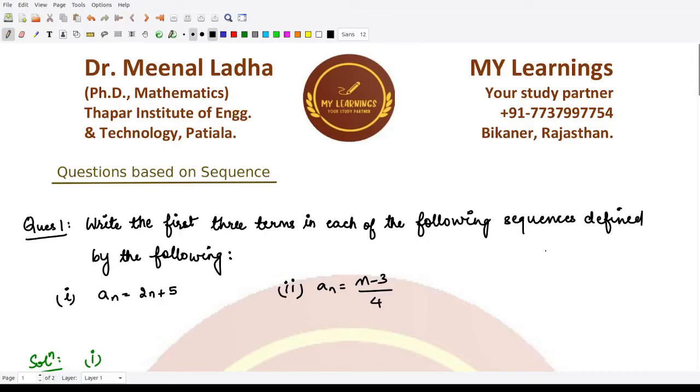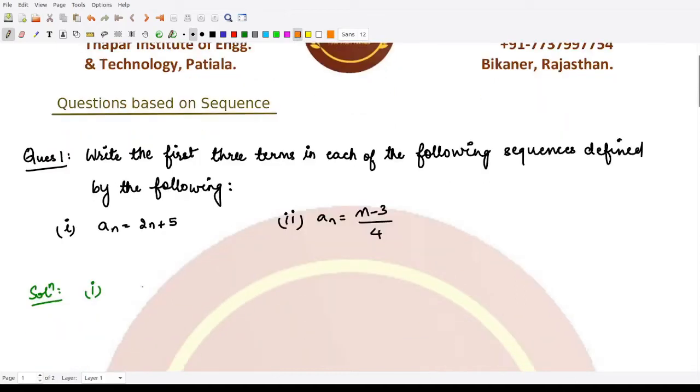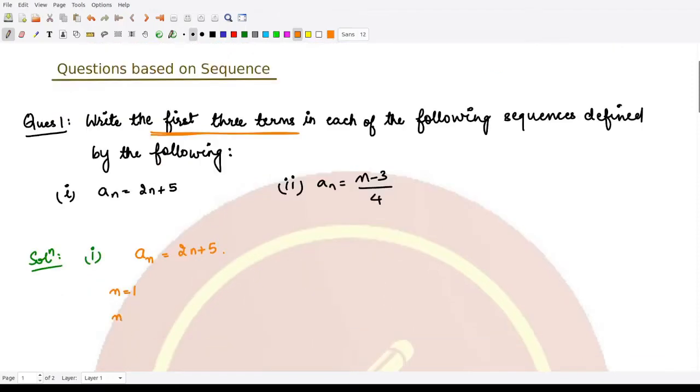So here, the first question tells us that we have to write the first three terms in each of the following sequences where we are given the nth term. In the first part, the nth term an is given by an is equal to 2n plus 5. All of you know how we may obtain different terms. We need to write the first three terms in the sequence. That means we need to write the term for n is equal to 1, then for n is equal to 2, and then for n is equal to 3.